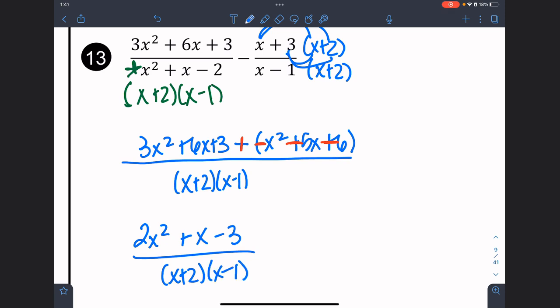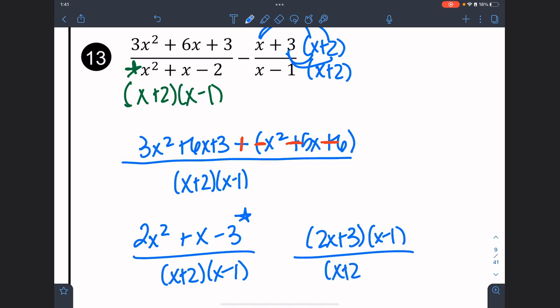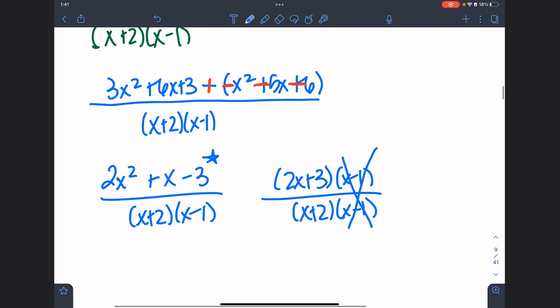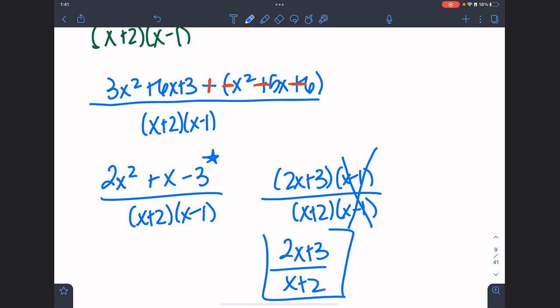I'm skipping to the factoring step. Here are your factors. So again, you're going to have to factor that. And what do we notice? We actually do have a cancellation this time. Now I can cancel. So my answer is 2x plus 3 over x plus 2.